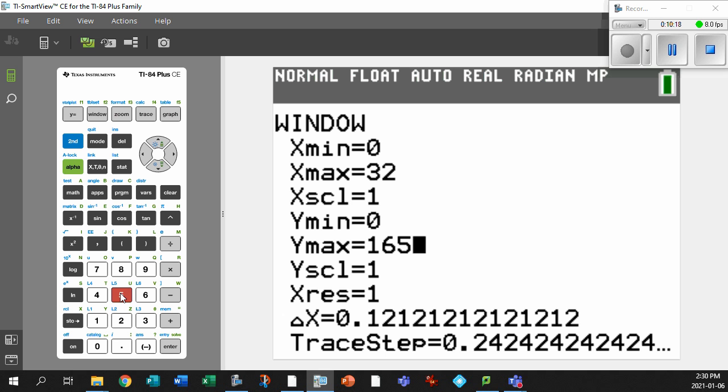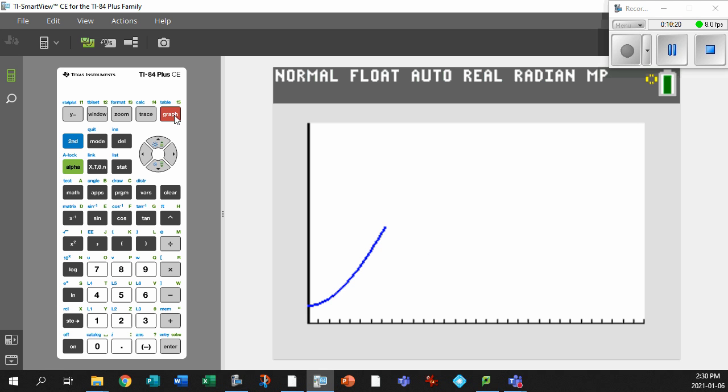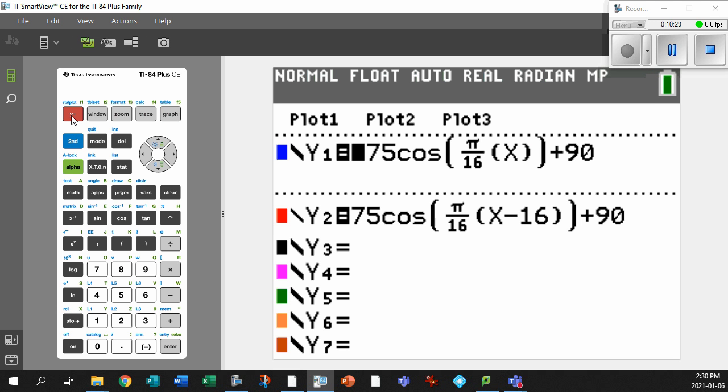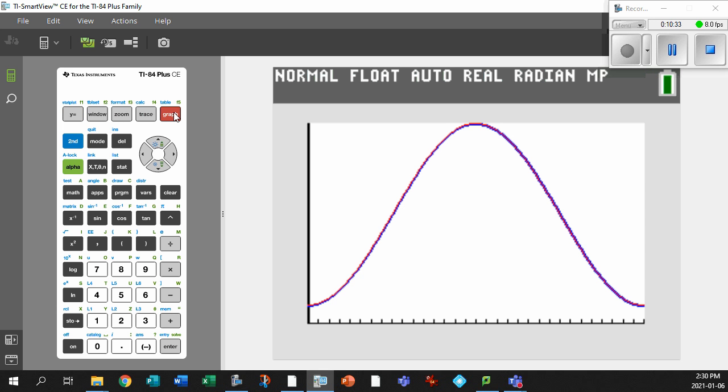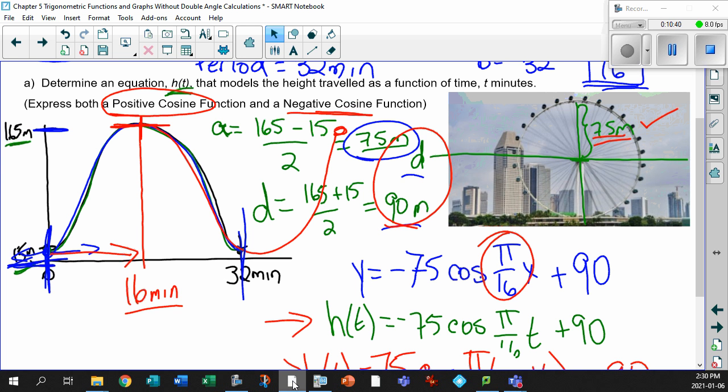Okay, graph it. Now, if I graph this, watch what happens. There's my original graph, and there's my red graph over top of it. So whether you're talking about the positive version or the negative version, you get exactly the same graph. That's what's really cool about this. Now, let's go back to our question here and finish this off.